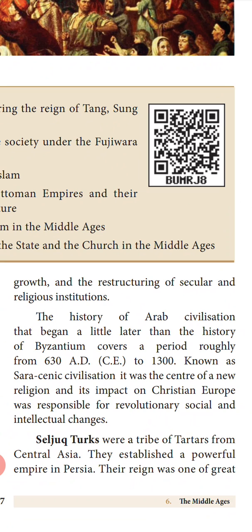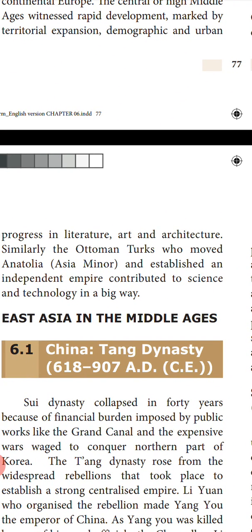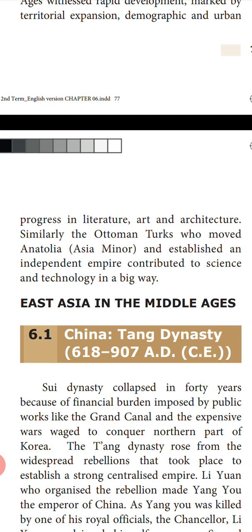They established a powerful empire in the Persian and Arabic region. The region made great progress in literature, art and architecture. Similarly, the Ottoman Turks moved to Anatolia, that is in Asia Minor, and established an independent empire, and contributed to science and technology in a big way.